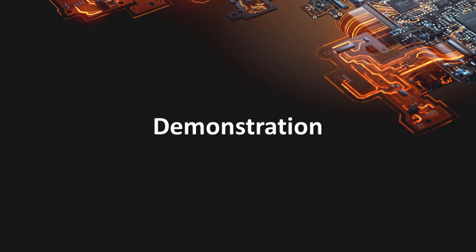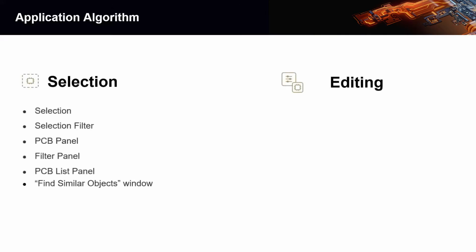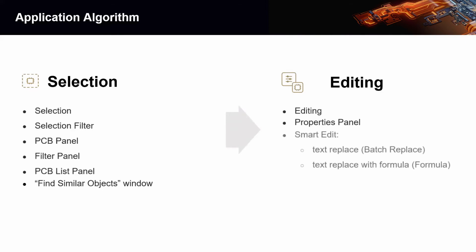All right, so now it's time for a little demonstration here, and then I'll take some questions for you, but I've just got a few slides left. Remember, the highlights of this slideshow are to show you the different selection techniques on the left, and then we have some global editing tools in the properties panel as well, where you'll do most of that editing, and then we've got some text replace with a batch replace and formula from the schematic editor, okay?